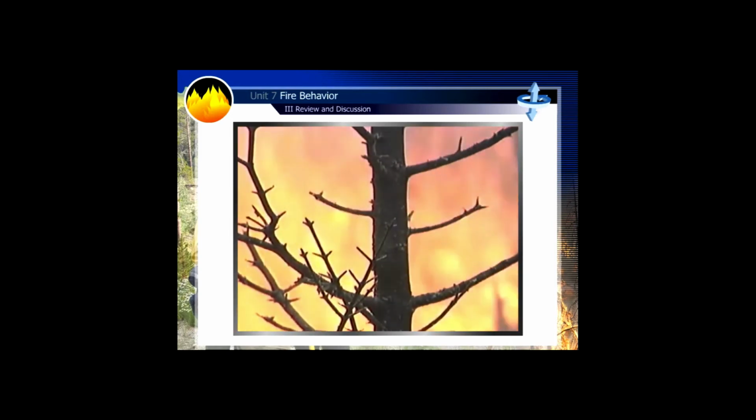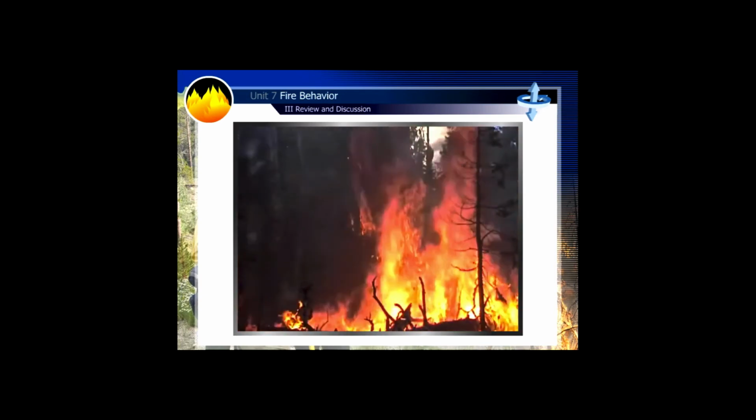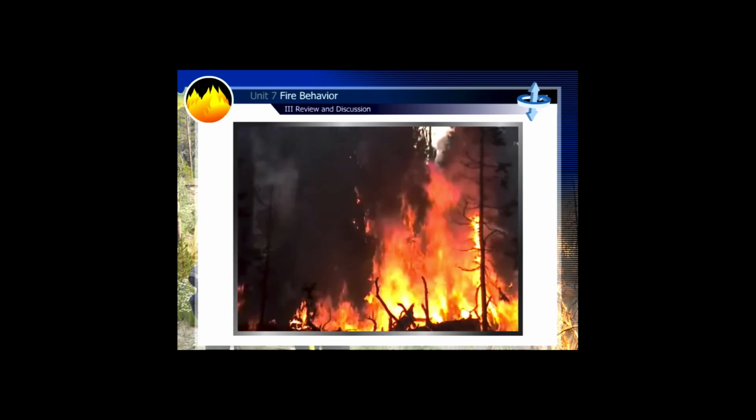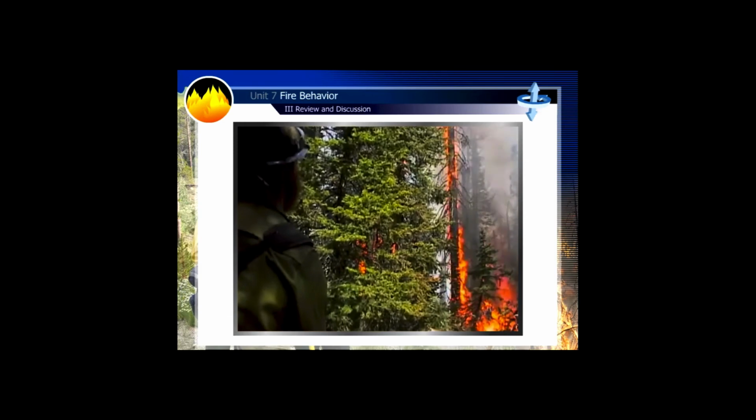Look for these fire behavior indicators when you are on a fire. Think about how other indicators, such as wind and fuel type, may change the fire behavior. Add these observations to your mental model of the fire.